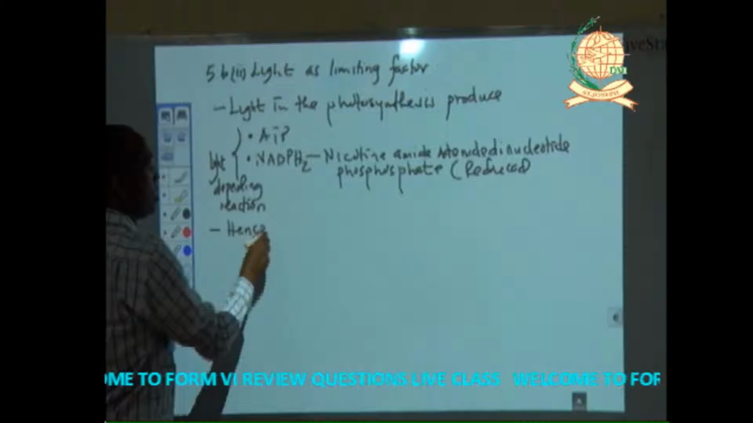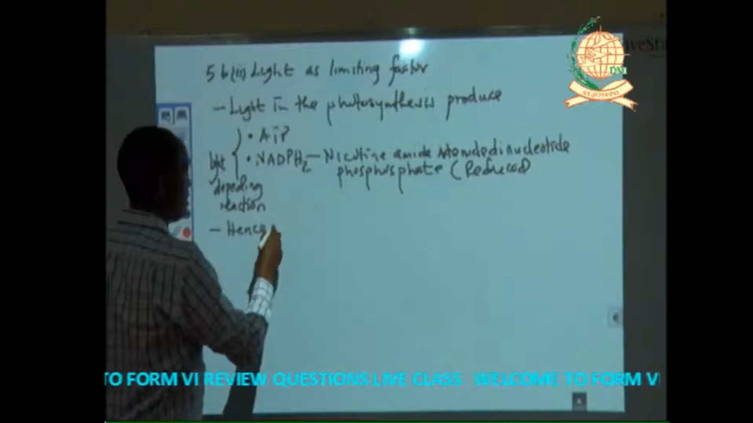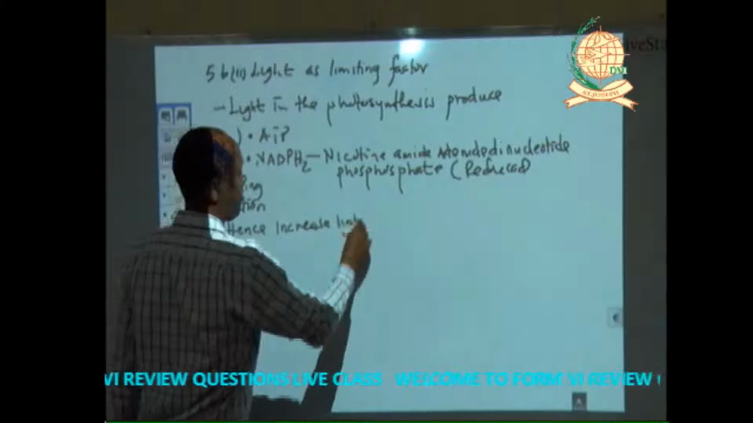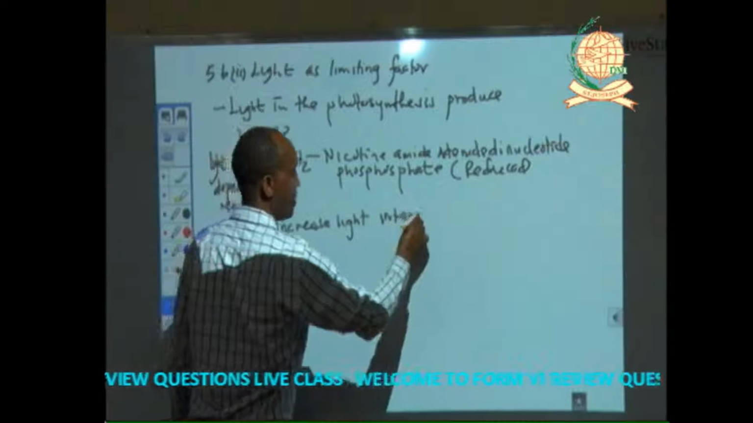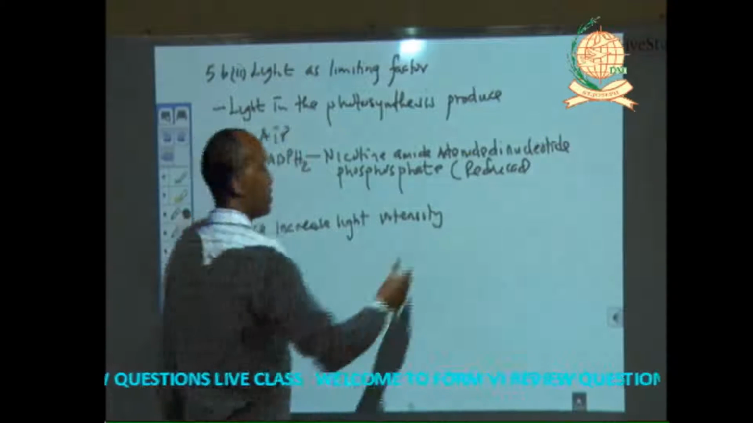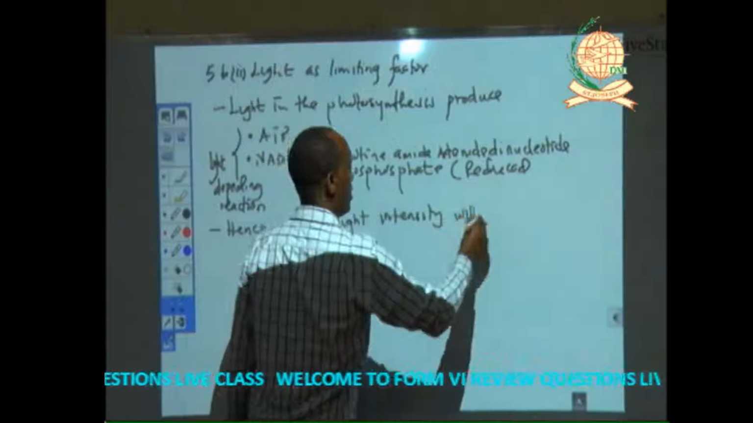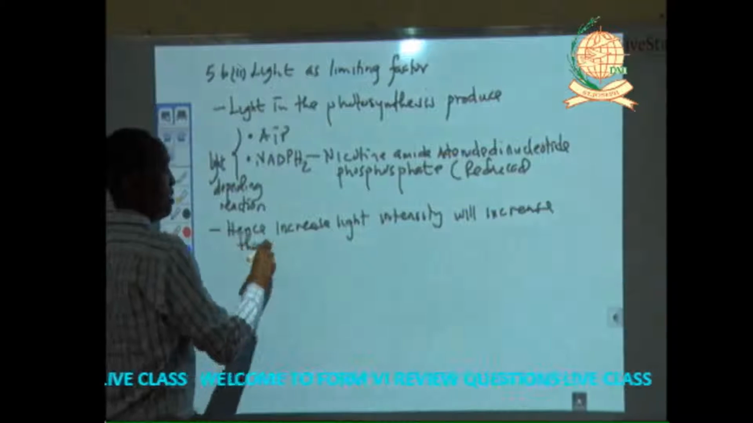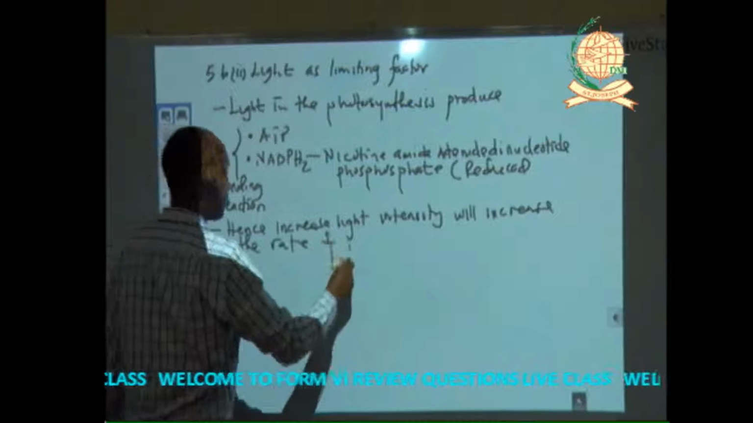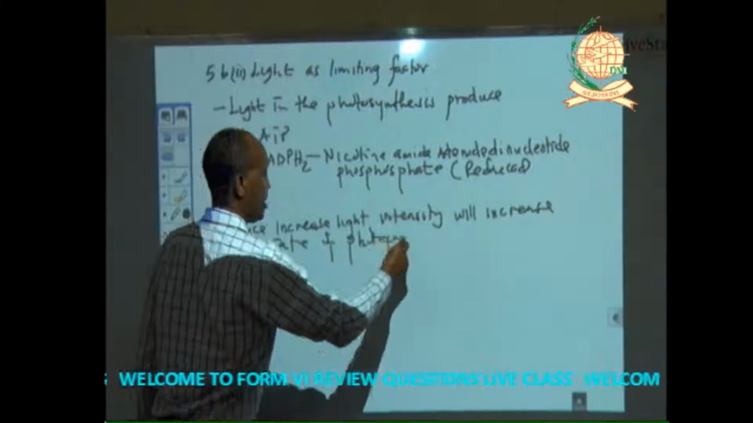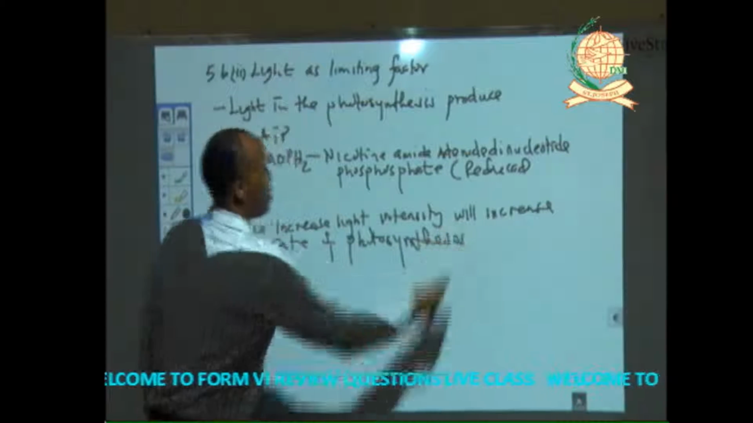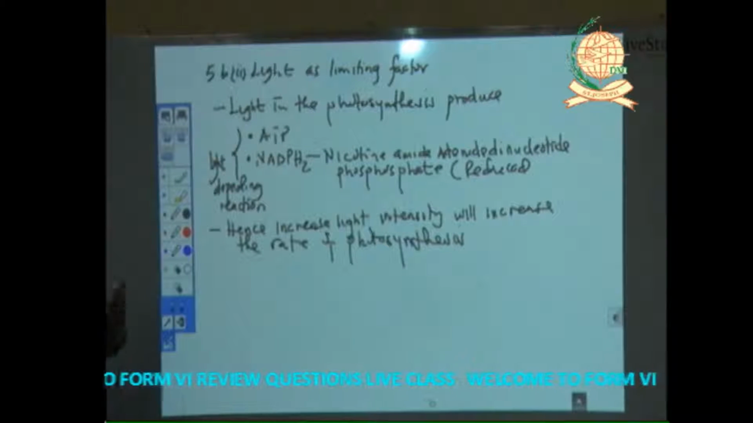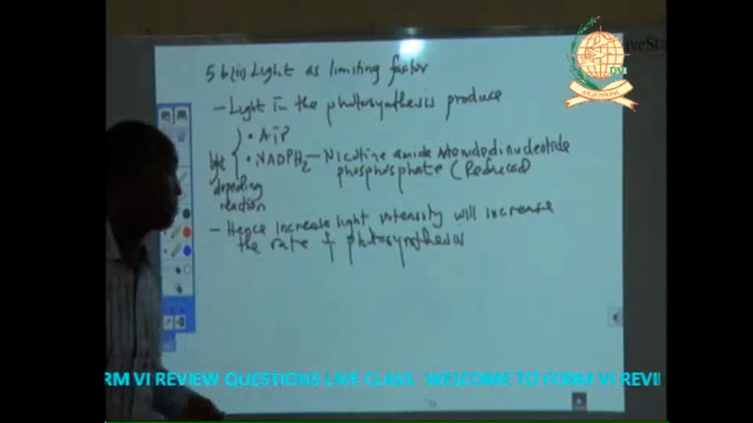Hence, increasing light intensity will increase the rate of photosynthesis, because it will produce these two products in adequate number.